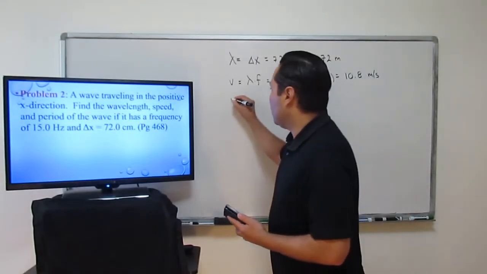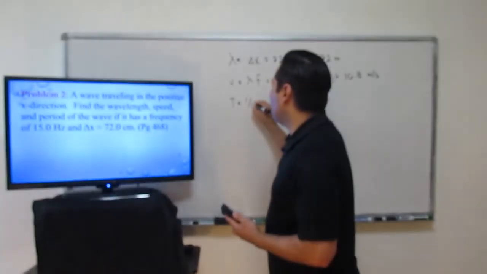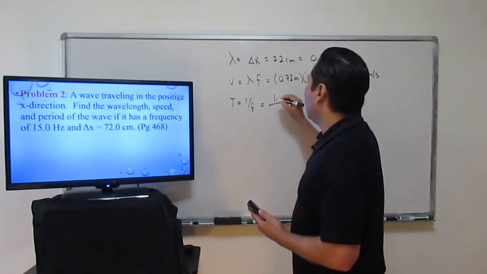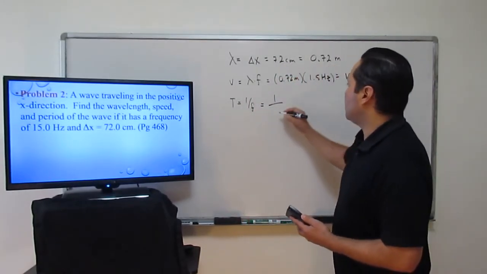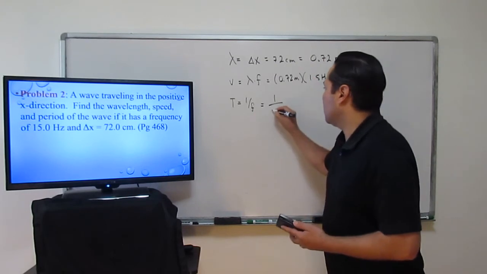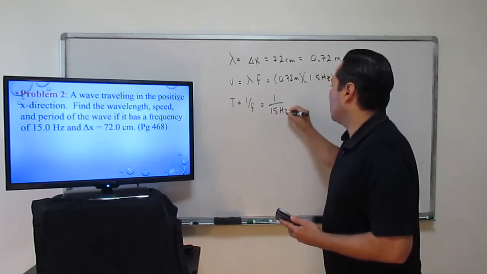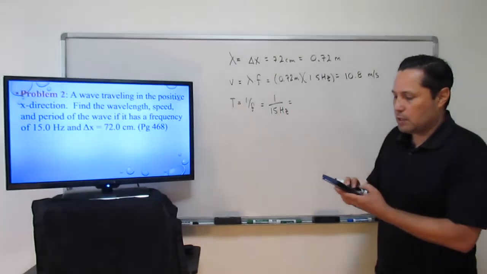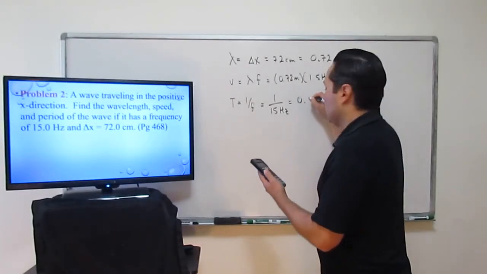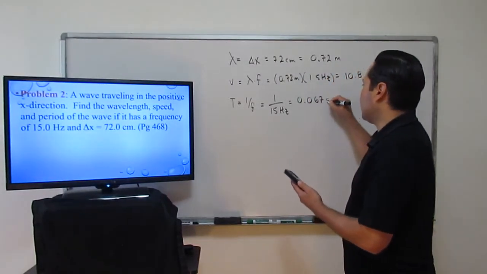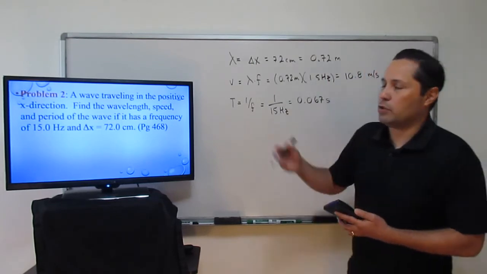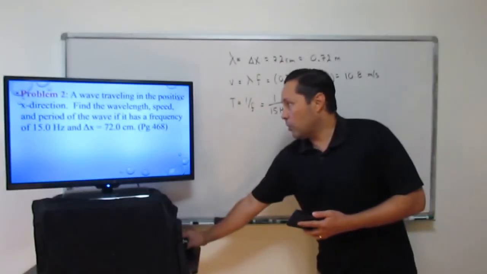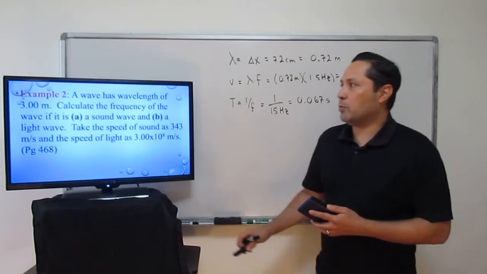Next, they want us to find the period. The period is the inverse of the frequency. All right, and our frequency is 15 hertz. So that gives us 1 over 15. It is 0.067 seconds. That will be the period of this wave. Next, let's take a look at example number 2.